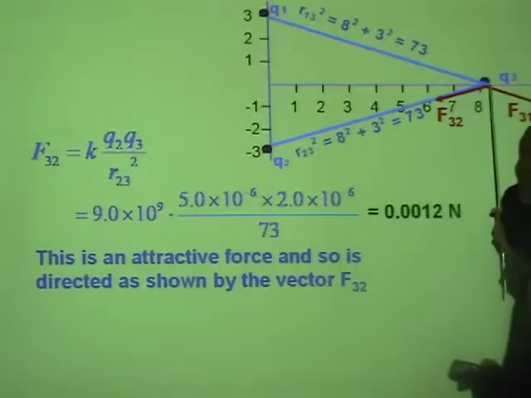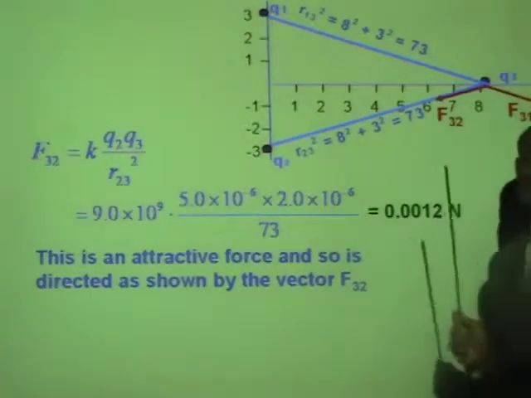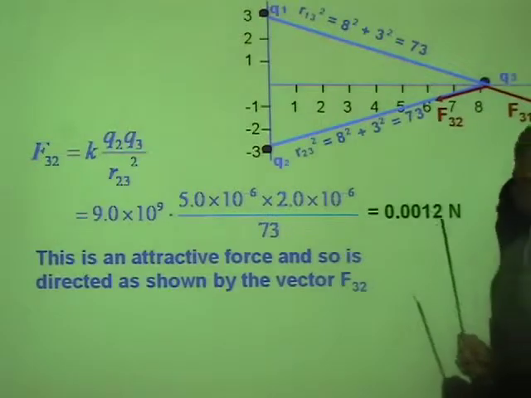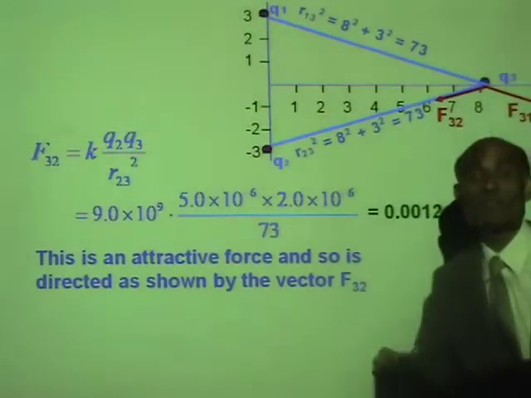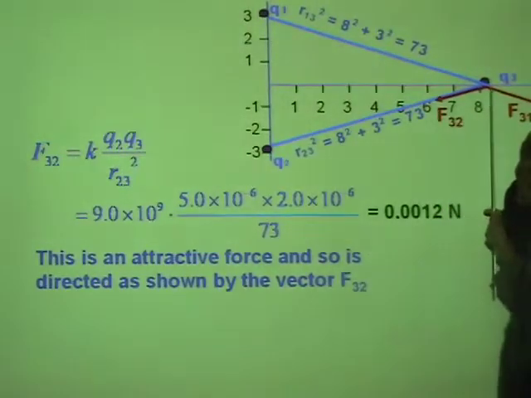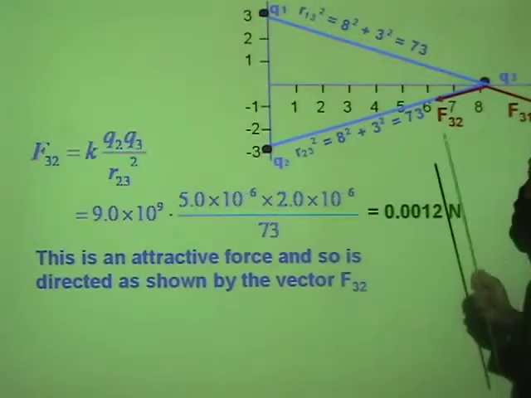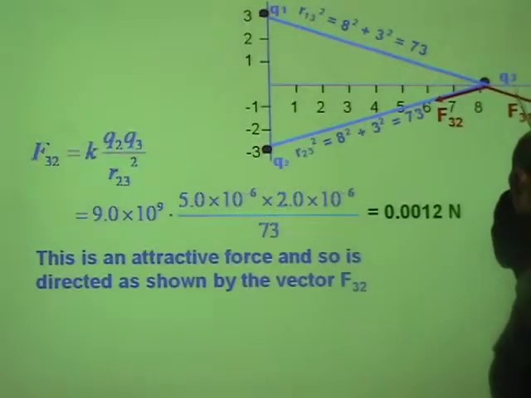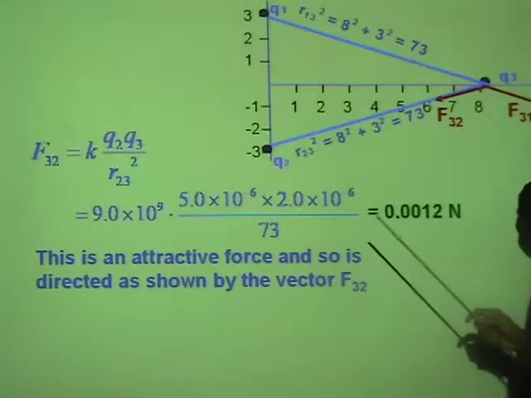Now, what we need is we got to add these two vectors. How do we add these two vectors? Well, in order to add two vectors, you got to break them into their x component and y component. Now, can you write this vector into its x component and y component? In order to do that, you need the angle it makes with the x-axis. Right?